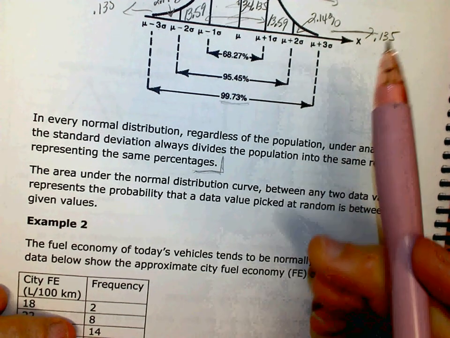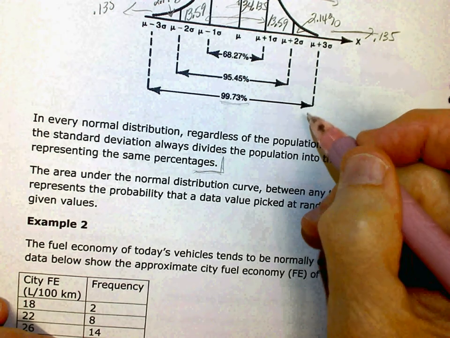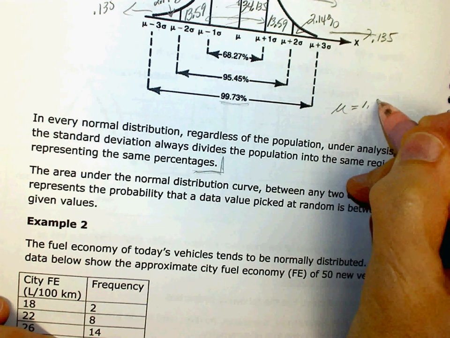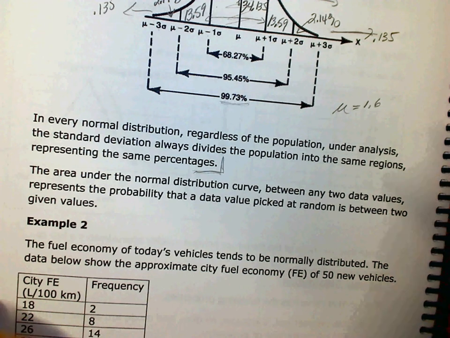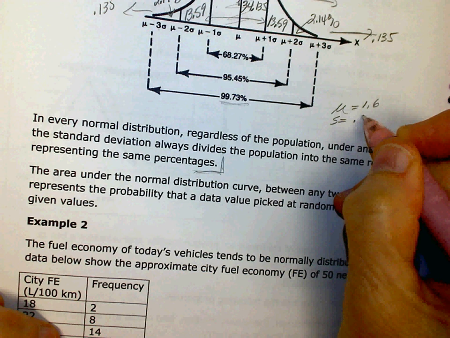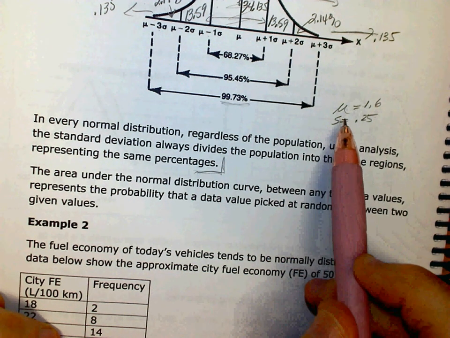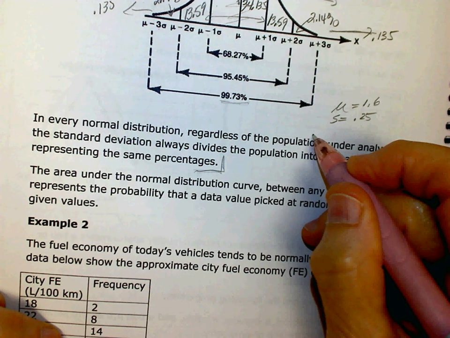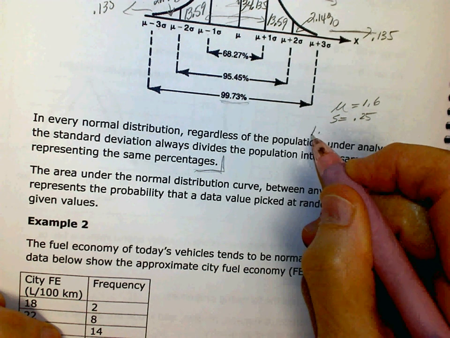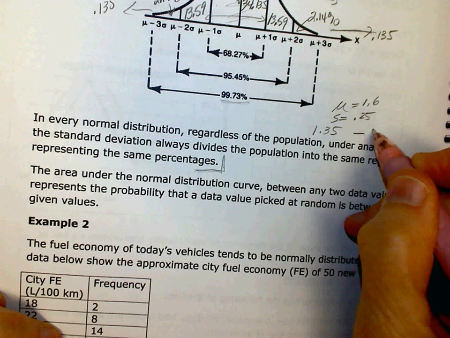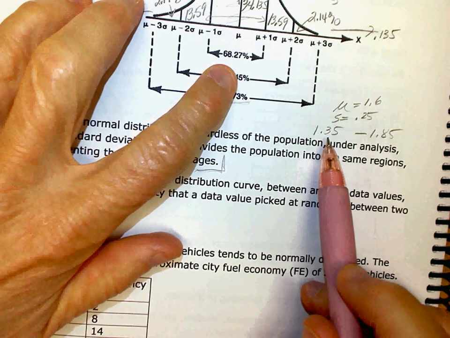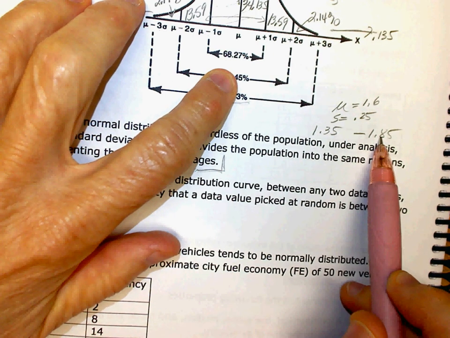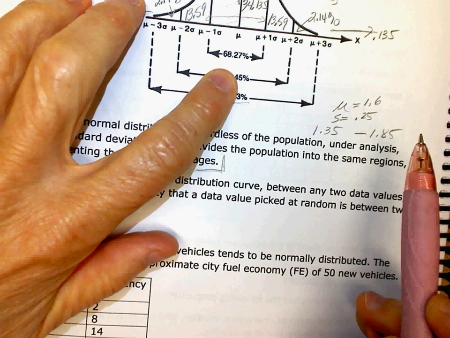So if the average height of students is, say, 1.6 meters, and the standard deviation is 0.25 of a meter, then if I were to go 1.6 minus 0.25, that is 1.35, and plus 0.25 is going to be 1.85. I can say that 68.27% of the students have a height between 1.35 and 1.85. Right? Okay, and we'll get into that.